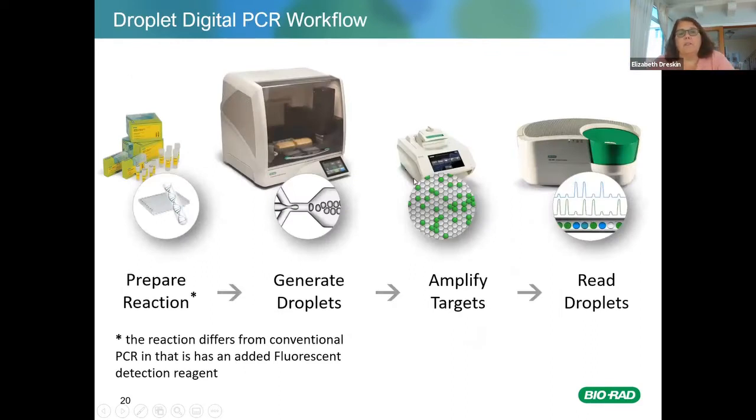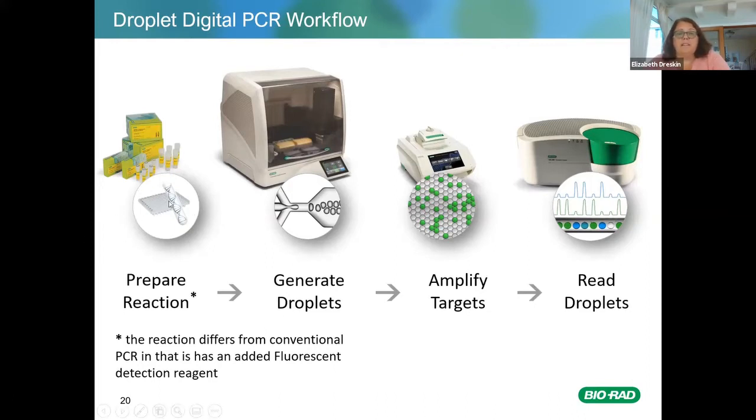This is an example of the Bio-Rad Droplet Digital PCR workflow. So we start by preparing a reaction. This is a PCR reaction with one difference. We're adding fluorescent detection reagent. So that could either be another primer that's been labeled with a fluorescent label, or it could be a DNA binding dye.